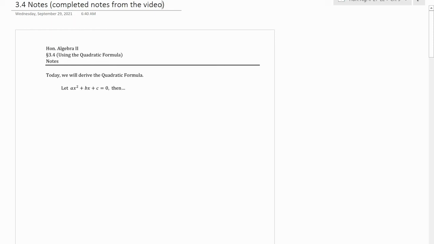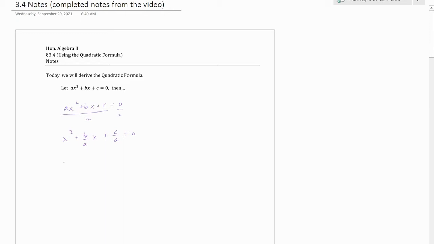Now, quadratic formula. We're going to start with ax squared plus bx plus c equals 0, and we're going to complete the square. Well, first thing you have to do when you're solving by completing the square is you need a lead coefficient of 1. I don't want a lead coefficient of a. So I'm going to divide both sides by a, which gets x squared plus b over a in front of the x plus c over a equals 0.